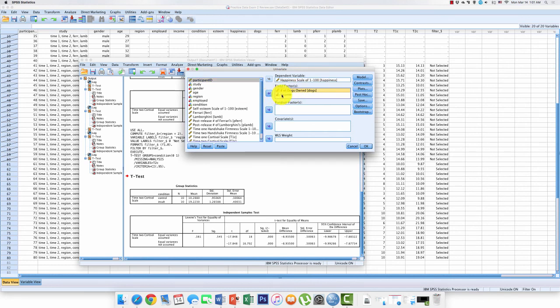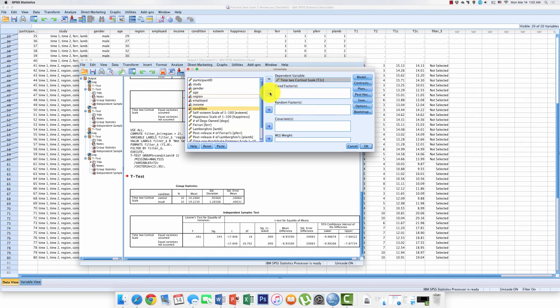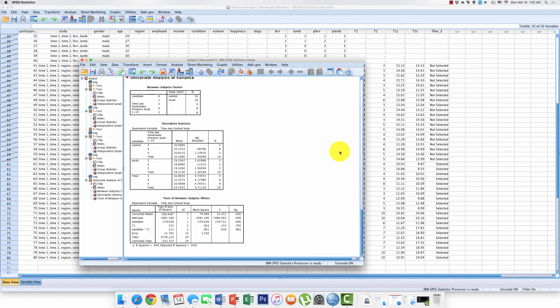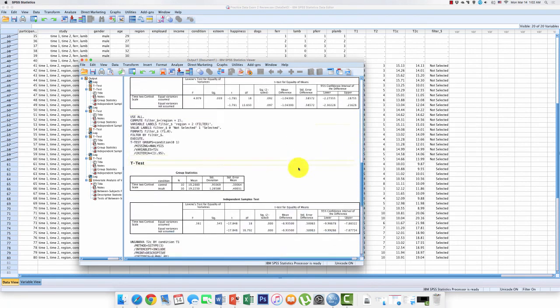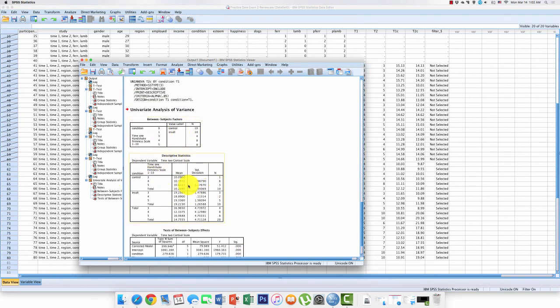Okay, so analyze. I'm going to do one more. Univariate. Move this over here. Okay, so RT2, dependent variable, fixed factors, condition, time 1. Okay, so this is an ANOVA that I was just using as an example. You can see we kind of have some means and standard deviations that would be hard to interpret. So I'm going to get rid of this example.